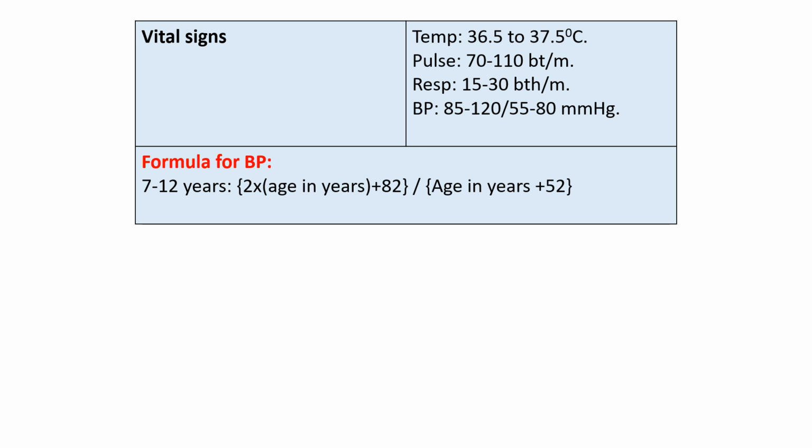There is a formula for calculation of BP for 7 to 12 years, that is, systolic is 2 into age in years plus 82 by diastolic age in years plus 52. So for this particular age group 7 to 12 years you can use this formula. In the previous age group also, till 7 years, toddler and preschooler, we had another formula. Kindly go through that formula also.